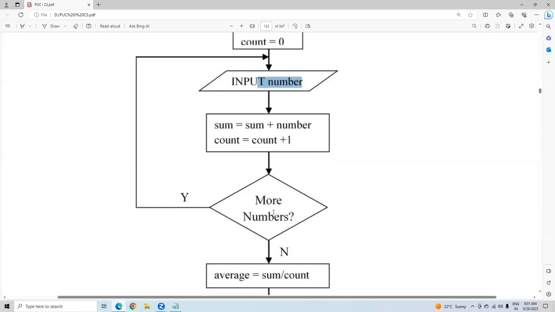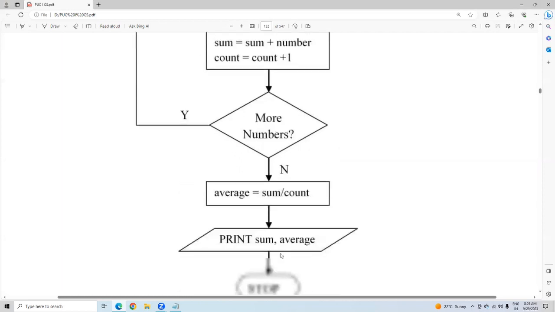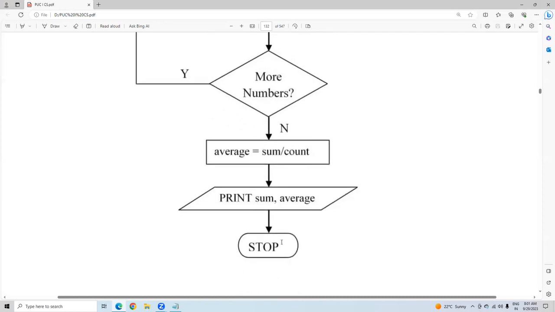When you say that you don't want to enter one more number, you don't want to continue entering numbers, then you have to say no, and it will come out. Then the average will be calculated, where sum is divided by count: the total sum of all the numbers you entered divided by how many numbers you have entered. And at last, using an input-output box, the sum and average are printed, and stop.